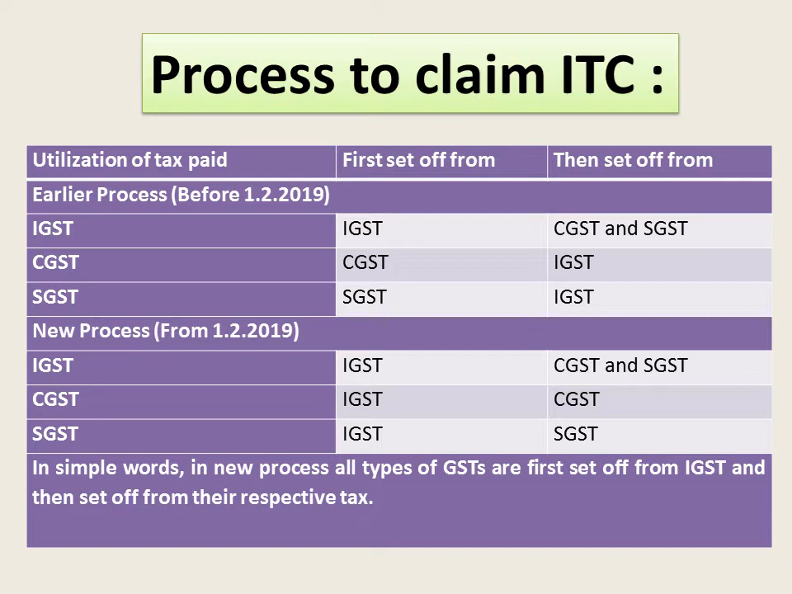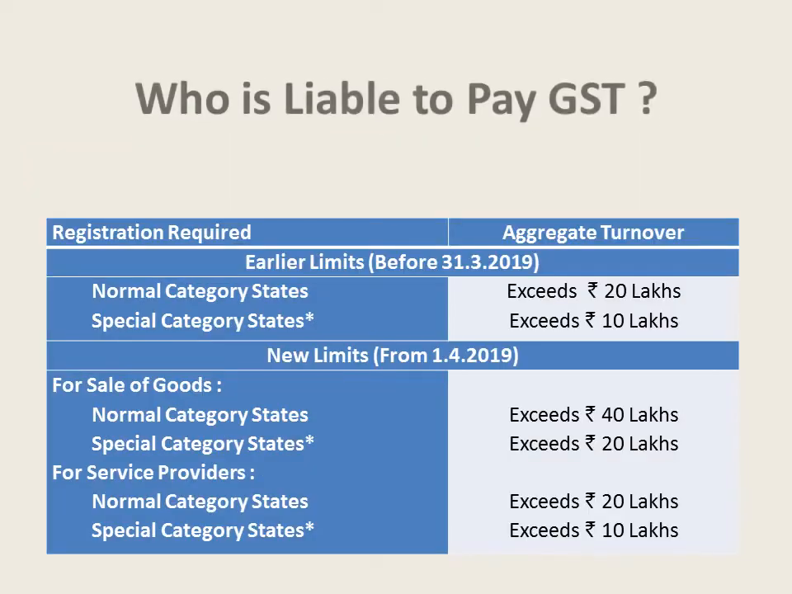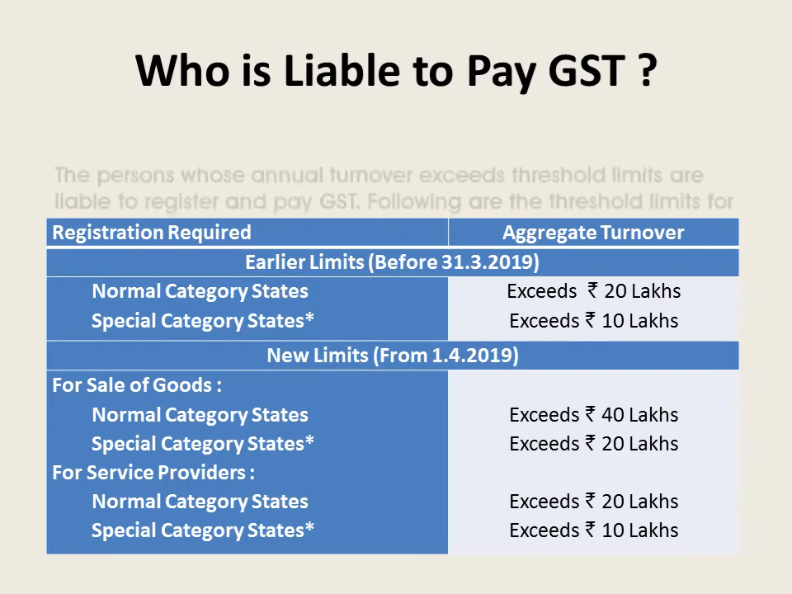In the earlier process, IGST was first set off from IGST and then set off from CGST and SGST. And CGST was first set off from CGST and then set off from IGST. And SGST was first set off from SGST and then set off from IGST. But in the new process, all types of GSTs are first set off from IGST and then set off from their respective tax.